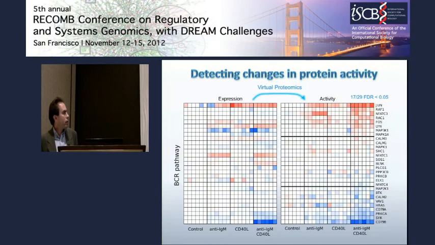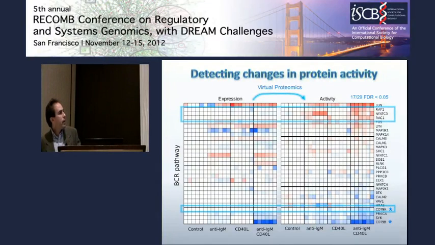What I'm showing on the left is the expression profile in a heat map way, and what I'm showing on the right is the inferred activity. So we can see that we found 17 from the 29 genes that are part of the BCR pathway as differentially active. The core receptors for the B cell receptor are CD79A and B that are differentially active.